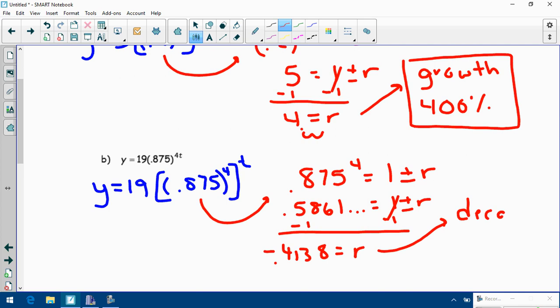So we know that it is growth or decay. Decay. And the rate of decay is, move the decimal place, I didn't really say, but we'll say nearest percent. 41.3, so it's about equal to a 41% decay.